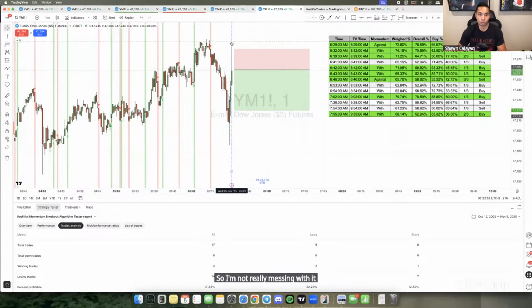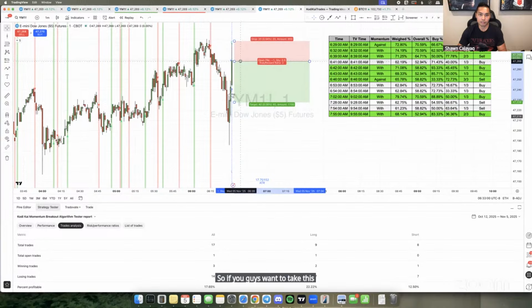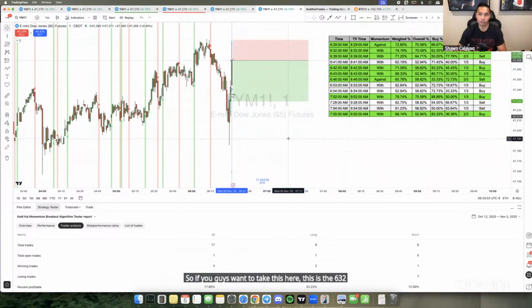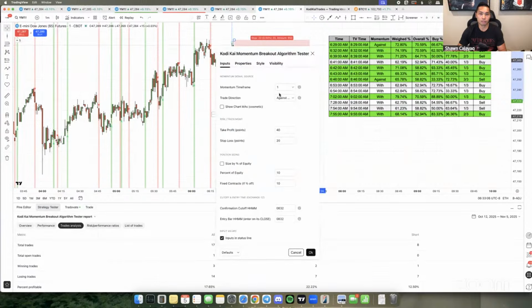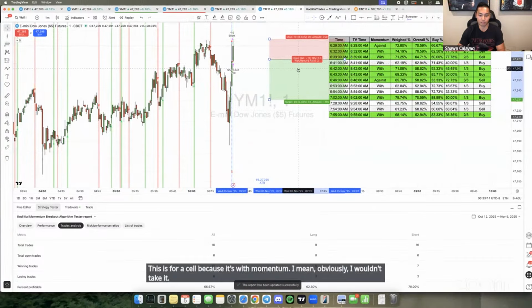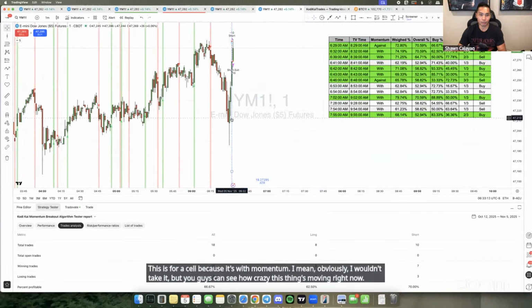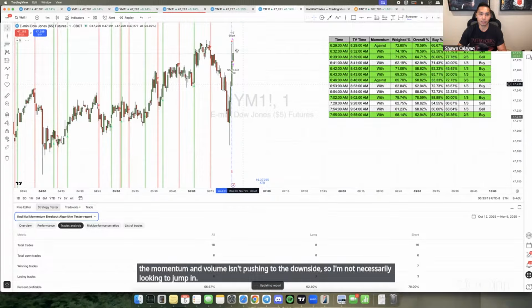You guys can see this huge wick on this current candle, right? So if you guys want to take this here, this is the 632 entry for a sell. This is for a sell because it's with momentum. I mean, obviously, I wouldn't take it, but you guys can see how crazy this thing's moving right now. The momentum and volume isn't pushing to the downside, so I'm not necessarily looking to jump into anything against it.